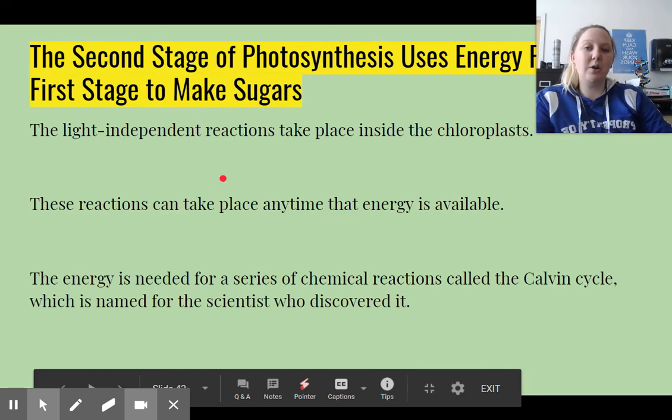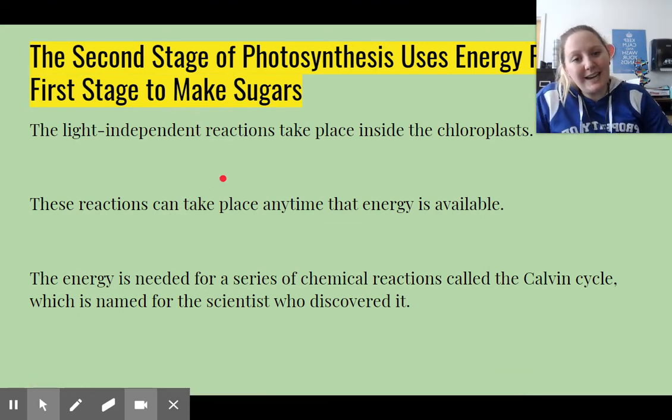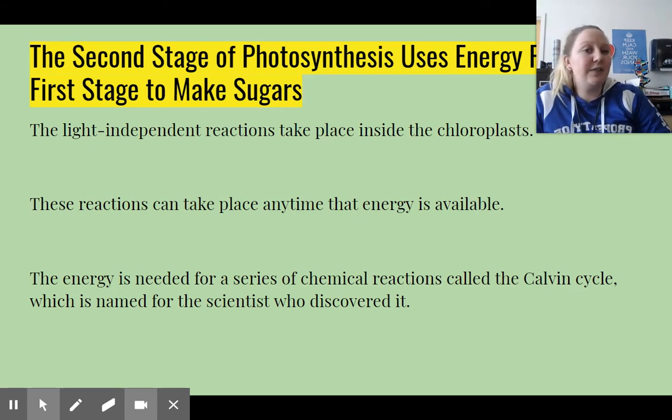The second part of photosynthesis uses that energy created in the light-dependent reaction to make the sugars. These are the light-independent reactions. These can take place in the absence of light, and as long as there is an energy storage, they can work. These reactions take place at any time, as long as that energy is available. This series of chemical reactions is called the Calvin cycle, which is named after the scientist who discovered it.